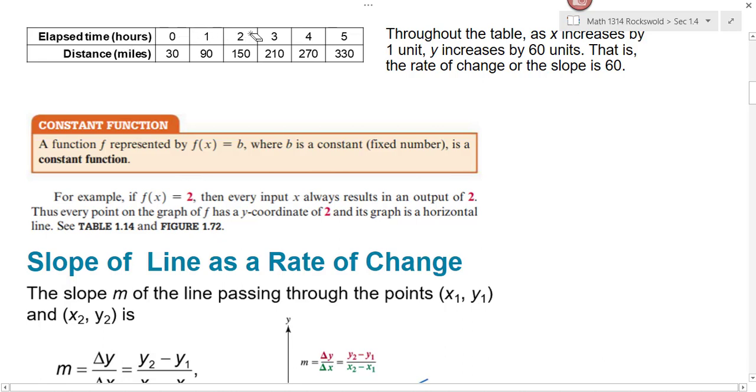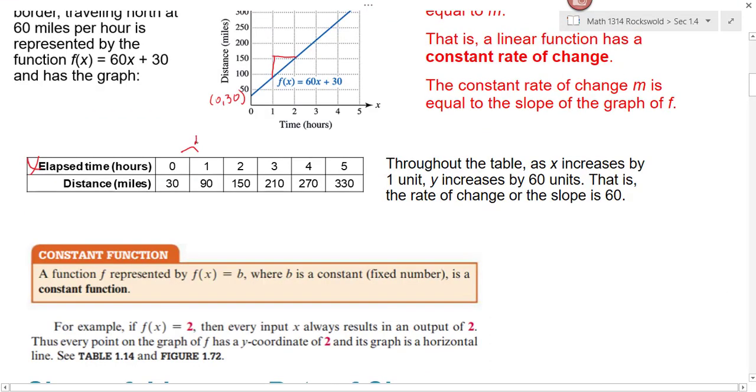So here's the time. These are our x values, the time that's elapsed in hours. And as we increase this by 1, from 0 to 1 is an increase of 1, 1 to 2 is an increase of 1, 2 to 3 is an increase of 1, and so forth. You see how as the x increases by 1, from 30 to 90 we have to add 60. From 90 to 150 we have to add 60. So the y's are increasing by 60 each time the x's increase by 1. That constant rate of increase is our slope.